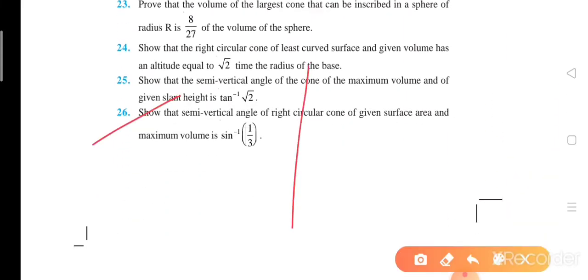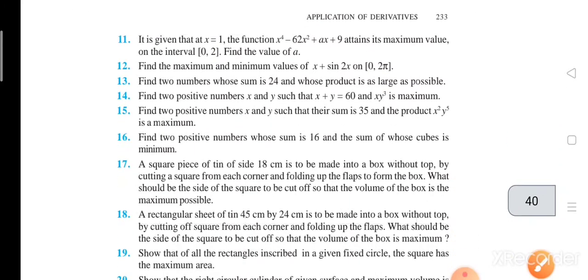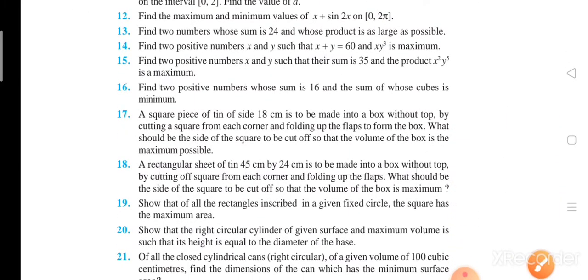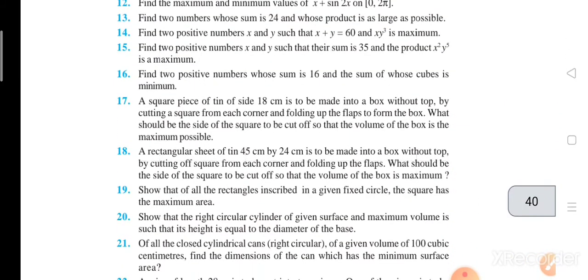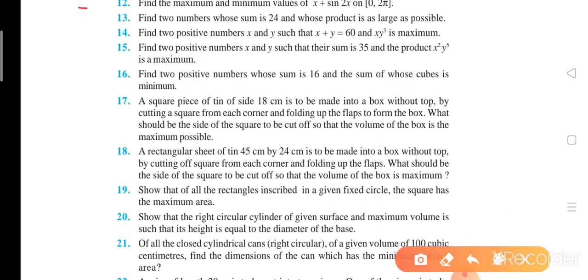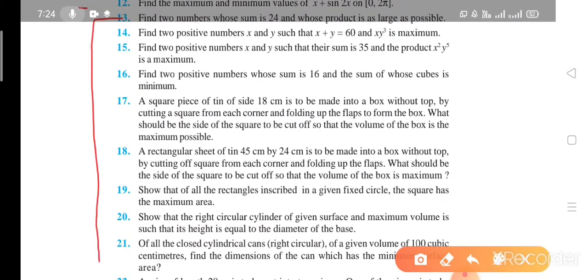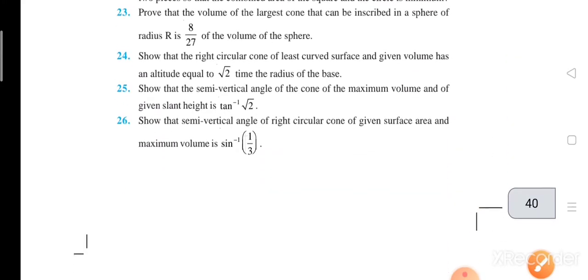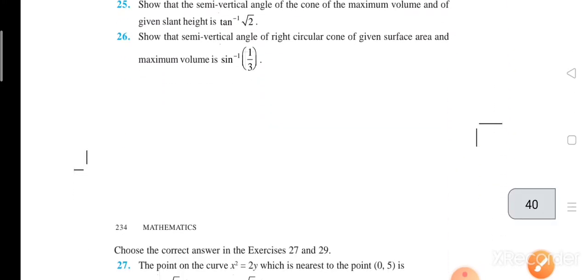Last word problems, I should say, starting from question number 12 is also important, I told you. From 13 onwards, all word problem up to 26 are very important.